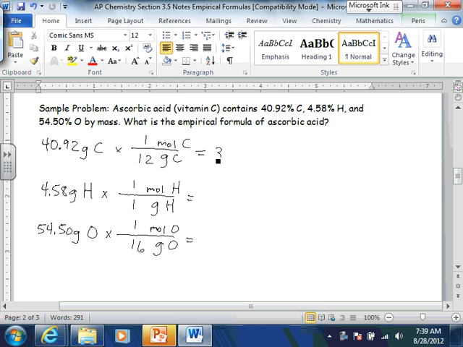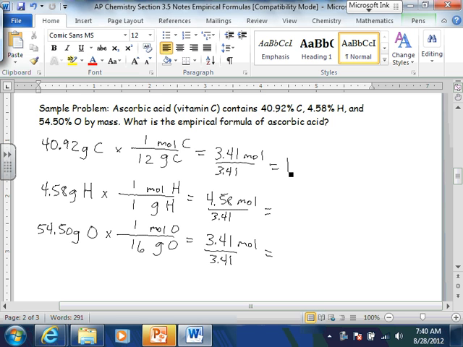So it's going to give us 3.41 moles here. It's going to give us 4.58 moles here. And that's going to give us 3.41 moles here. Okay. The smallest one is 3.41, and actually two of them are 3.41, so that's kind of nice. So we'll divide by the smallest one here and see what we come up with.